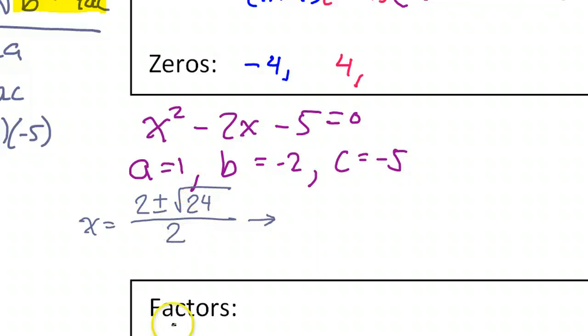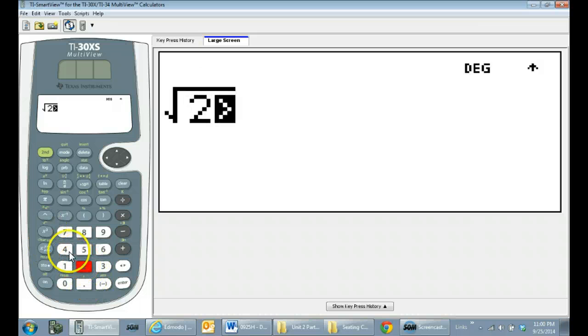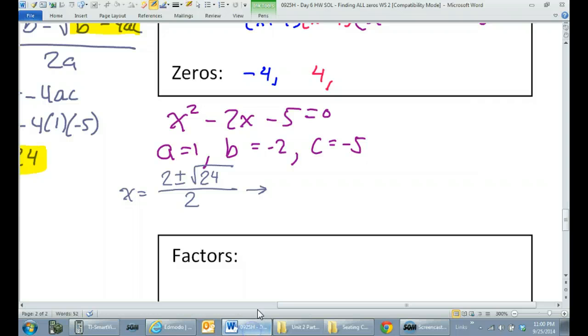Square root of 24. I would go ahead and put that in my calculator. I mean, if you don't know how to do it by hand, which I do, but anyway, I'm not trying to reteach the lesson on simplifying radicals every time, so we're just going to use the calculator in this demo. Square root of 24 is 2 radical 6, so that gives me 2 plus or minus 2 radical 6 over 2.